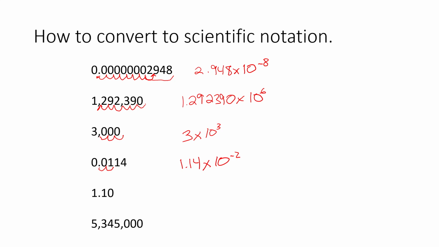Positive exponents talk about really large numbers, while negative exponents talk about really small numbers. So that's another way to remember the left and right rule and whether to write a positive or negative exponent. 1.10 is already in scientific notation. We do not need to add anything to this, it's just 1.10. We can do 1.10 times 10 to the 0. We can just leave it 1.10.